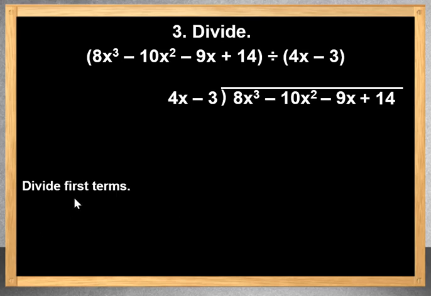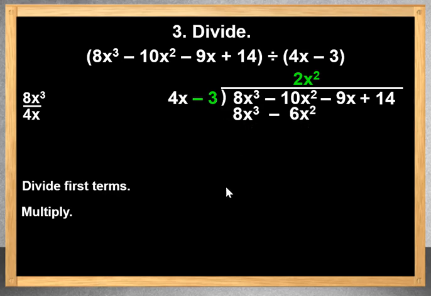So 4 steps. We're going to divide the first terms. I'm going to write it off to the side here. When we divide 8 over 4, we get 2x squared. So I'm going to write above the x squared here, 2x squared. Second step is to multiply. We're going to multiply that 2x squared times each of these terms. So that gives me 8x cubed, and then multiply again, that gives me minus 6x squared.